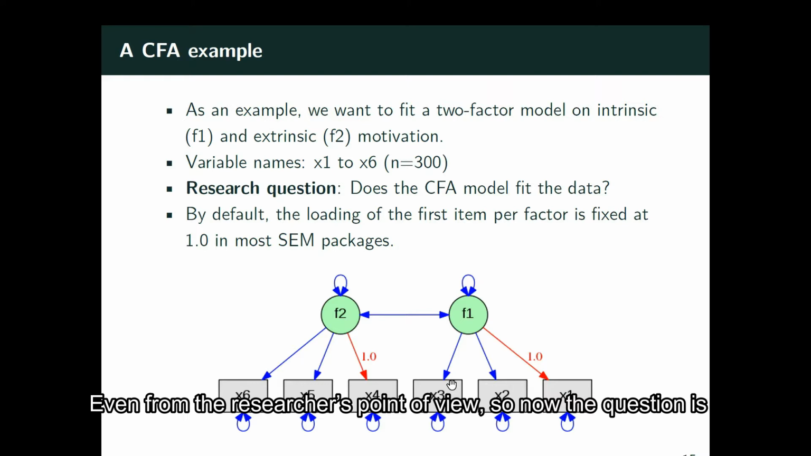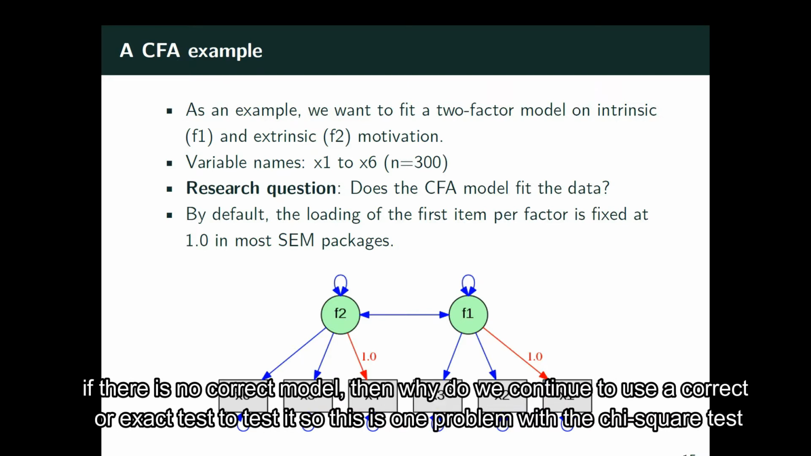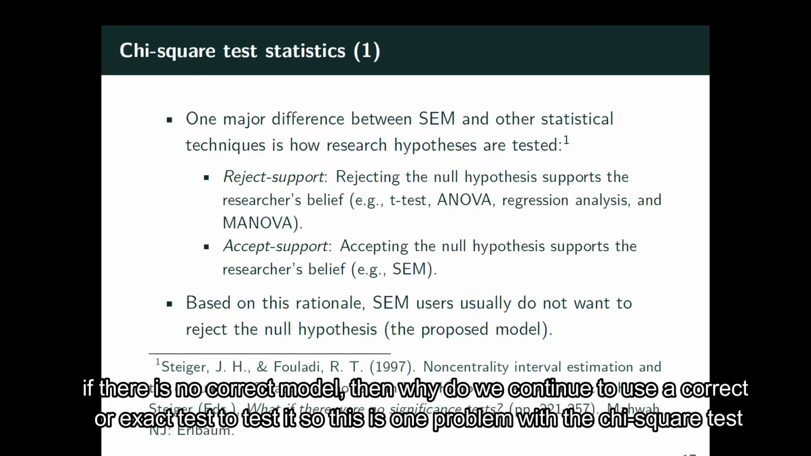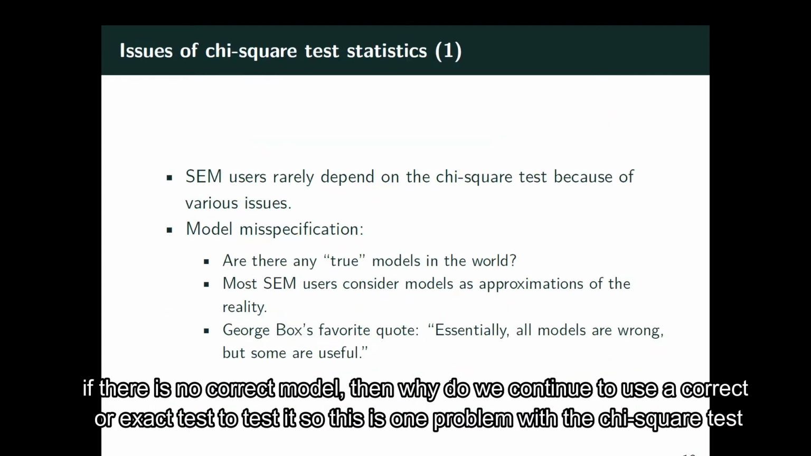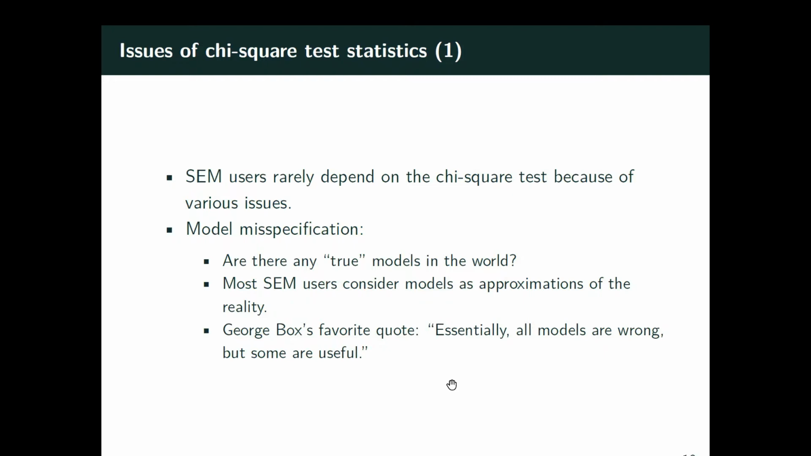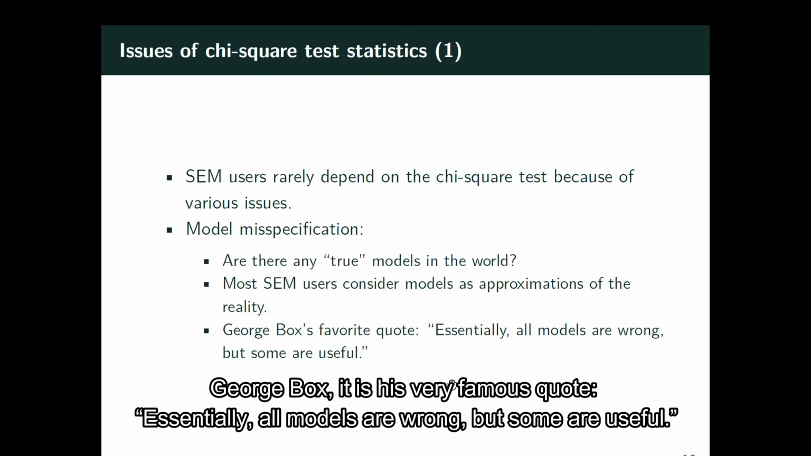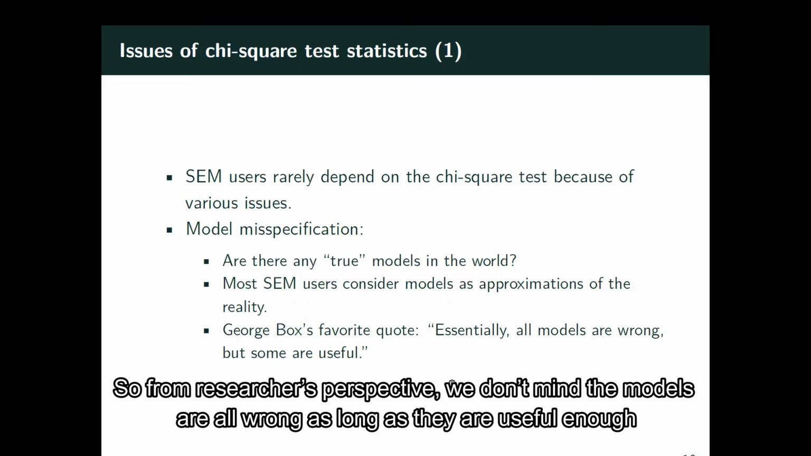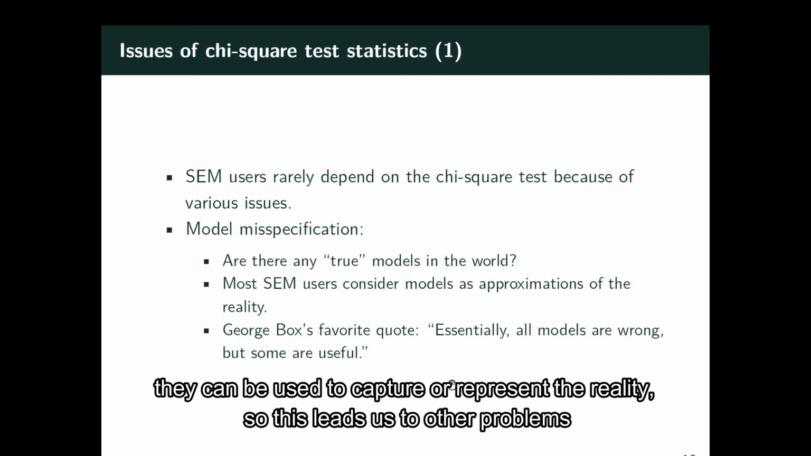So now the question is, if there's no correct model, then why do we continue to use a correct or exact test to test it? Okay, so this is one problem with the chi-square test. George Box, a famous statistician, has a very famous quote. Essentially, all models are wrong, but some are useful. Okay, so from researchers' perspectives, we don't mind if the models are all wrong, as long as they are useful enough, they can be used to capture or represent the reality.